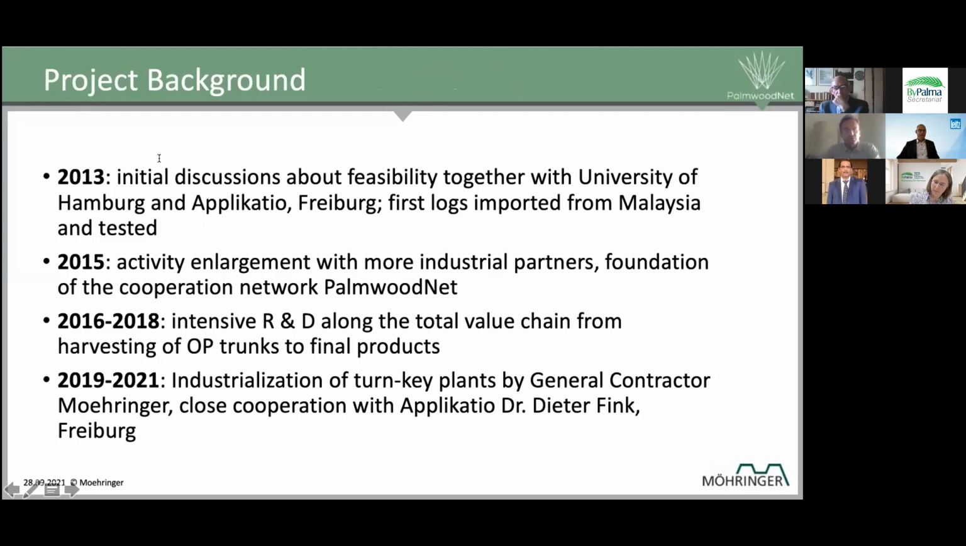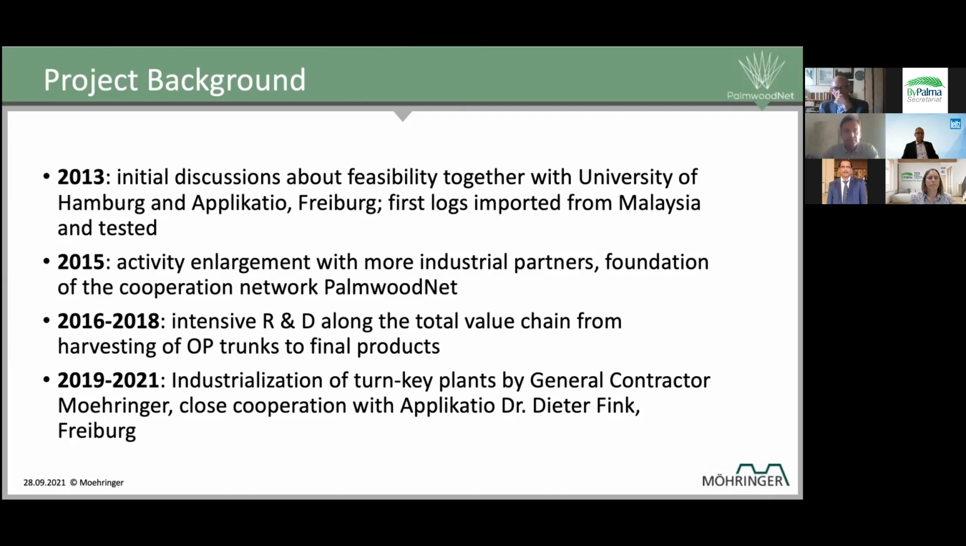So what is our project background of PalmwoodNet? We started in 2013 in a small group initial discussion with Professor Frühwald and Dr. Dieter Fink from Freiburg, where we had first ideas to look a bit more in detail: can we use this material for solid timber? And we imported the first logs from Malaysia at that time and tested. And it looks quite promising. So we enlarged our activity with more industrial partners. And in 2015, we founded, together with the core partners, our cooperation network, PalmwoodNet.